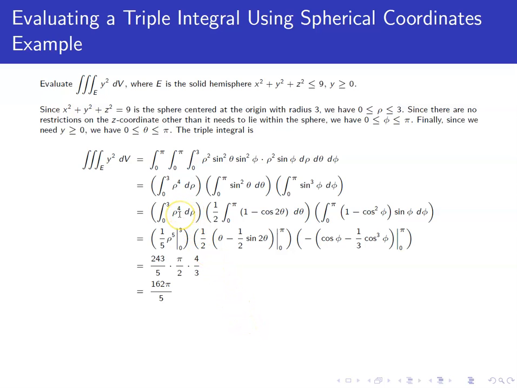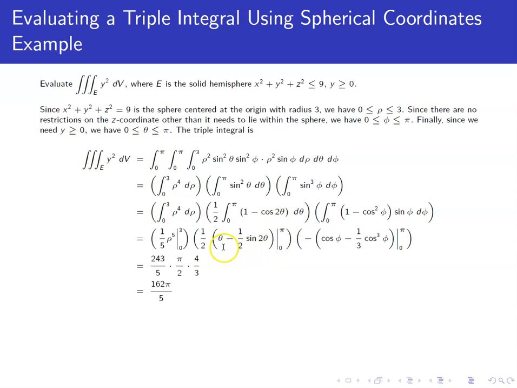Certainly when we do an antiderivative for rho to the fourth, we get 1/5 rho to the fifth. When we evaluate that from 0 to 3, we get 243 over 5. For an even power of sine, we need to use our power reducing formulas to be able to rewrite it. We can rewrite sine squared of theta as 1/2 times the quantity 1 minus cosine 2 theta.